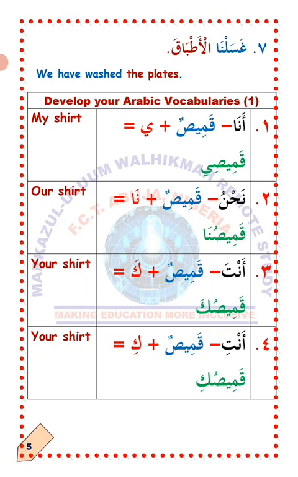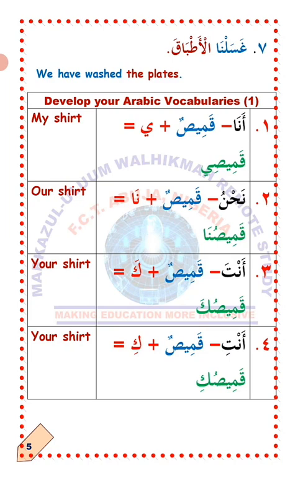All you need to do is to attach yaun to the last letter. Remember, once yaun is attached, the letter before it will take kasra. It is a must because yaun is the mother of kasra. So qamisun will now become qamisi, which means my shirt.